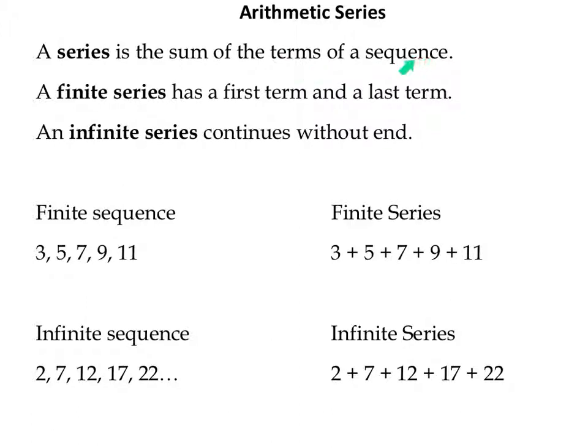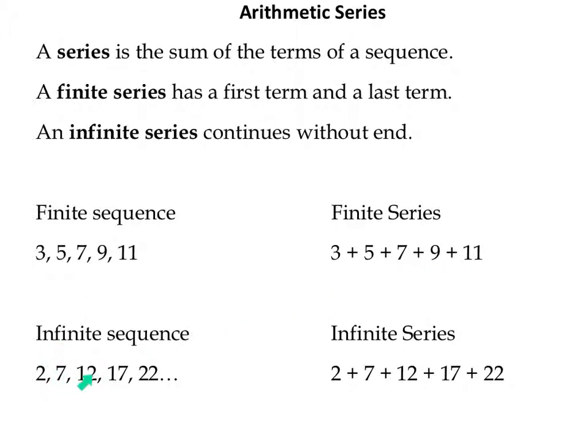So we have a list that makes up a sequence. We add them all together. That's called a series. A finite series means it has an end. An infinite series goes on forever. Just so you think of infinity, it goes on forever. So it continues without an end. So a finite sequence and then series, right? The sequence is the listing of numbers. The series is the addition of those numbers.